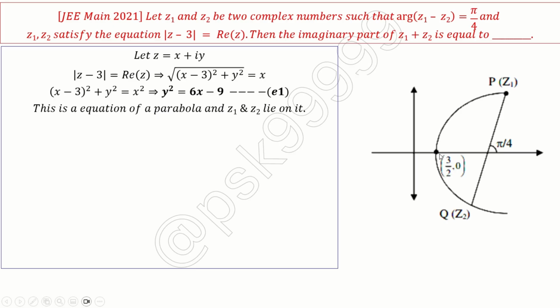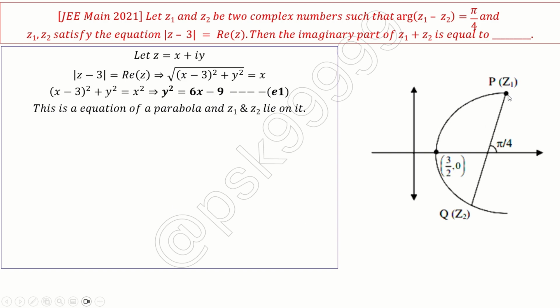But for your information, how did I get this 3 by 2 comma 0? If you substitute y equal to 0 here, you get x equal to 9 by 6, which is 3 by 2, right? So this is a point on the parabola, and this is where it cuts the x-axis. So the parabola looks something like this. Z1, Z2 lie on this.